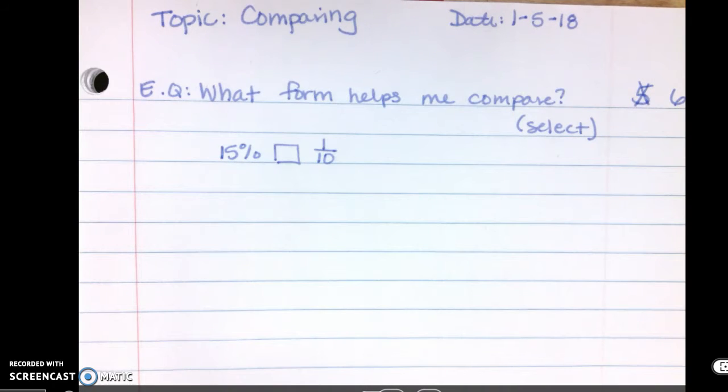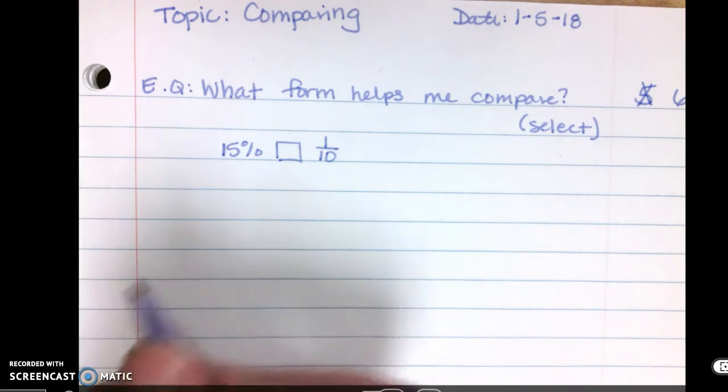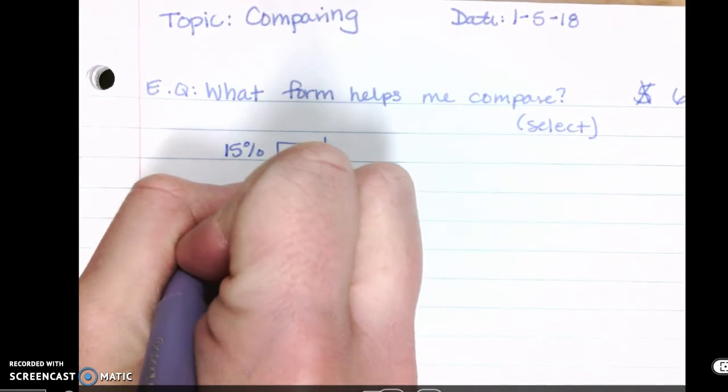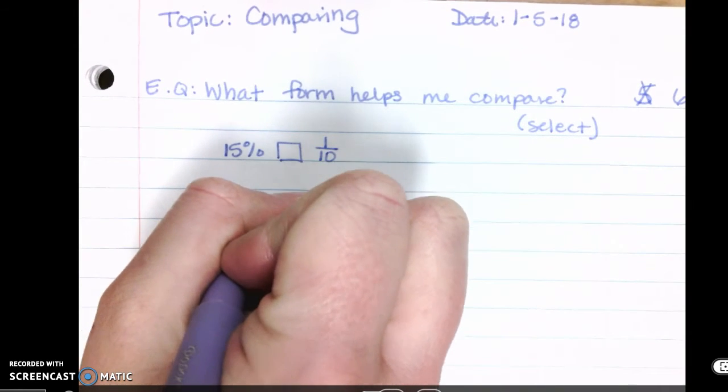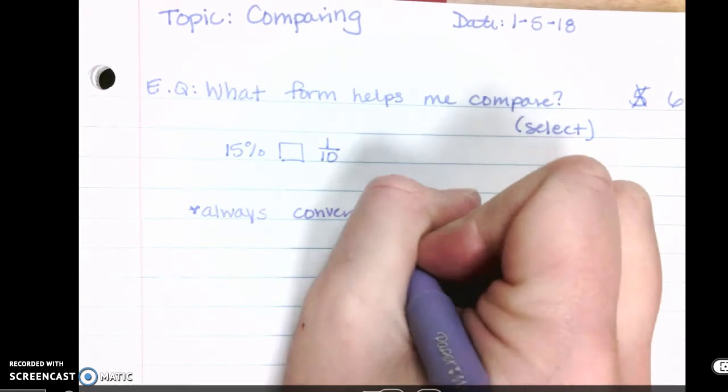The unfortunate thing is I can't look at these numbers as they are and compare them. Just like if I looked at 4 and 5, I'd be able to compare those two, but I can't compare 15% and 1/10 because one's a percent and one is a fraction. So what I always want to do is always convert to a common form.